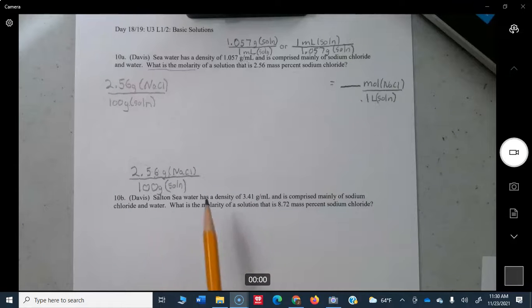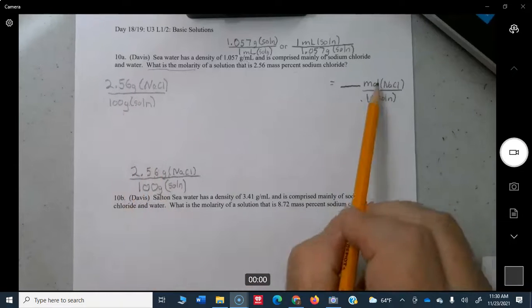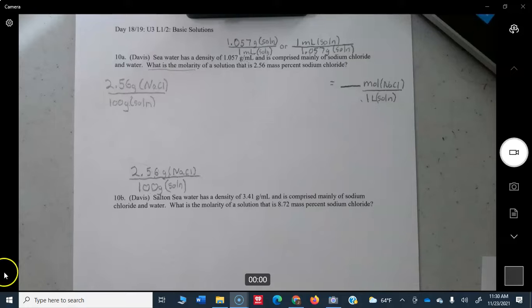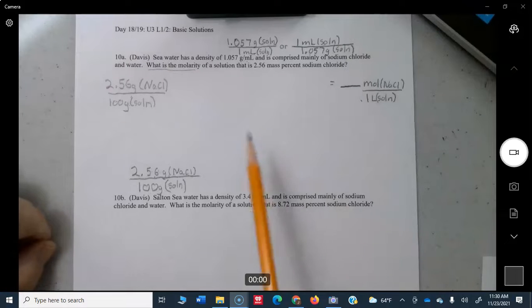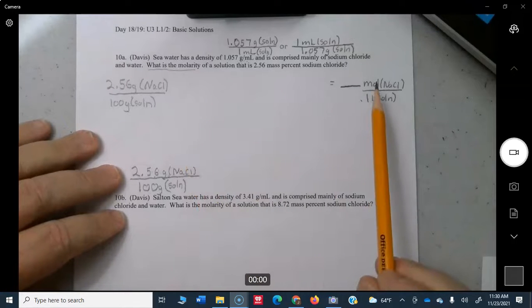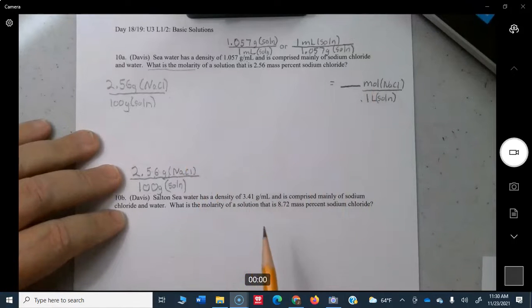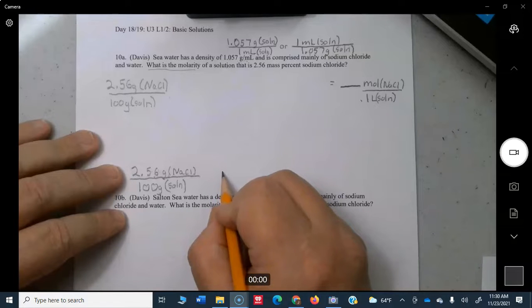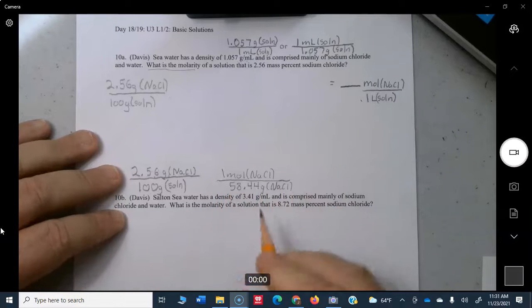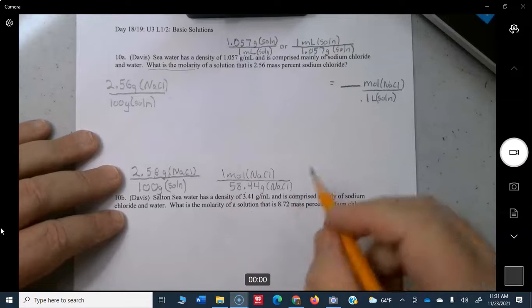Okay, so now we're ready to start our problem. This is our starting point. This is our ending point. Okay, so we have to get from grams of NaCl to moles of NaCl. That requires a molar mass conversion. And that conversion is, there's 1 mole. Okay, that we computed earlier in an earlier problem.